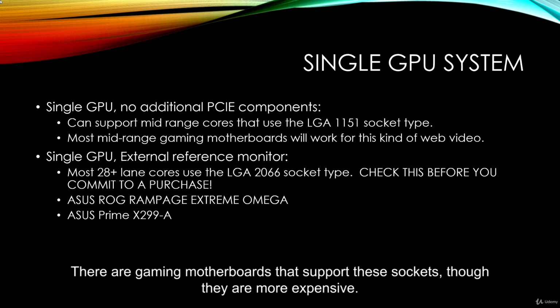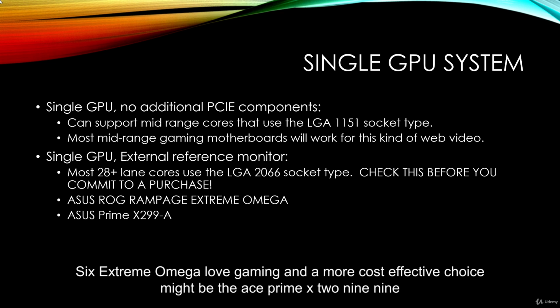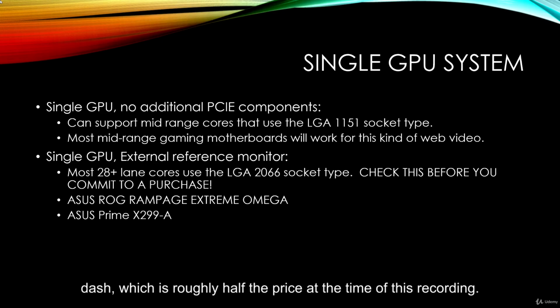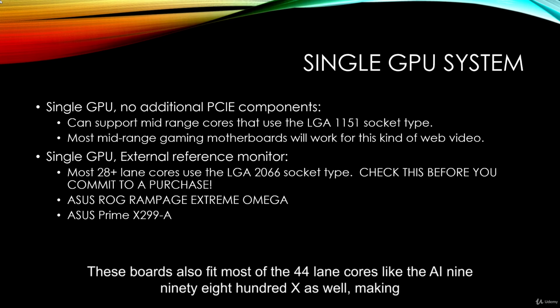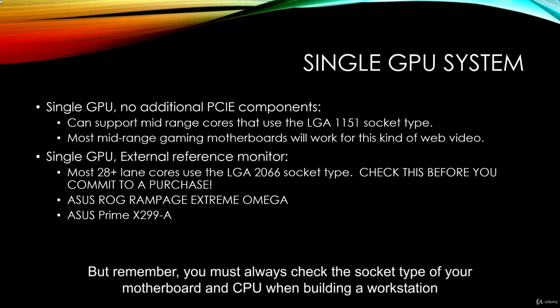There are gaming motherboards that support these sockets, though they are more expensive, and a good example is the Asus ROG Rampage 6 Extreme Omega, and a more cost-effective choice might be the Asus Prime X299-A, which is roughly half the price at the time of this recording. These boards also fit most of the 44-lane cores like the i9-9800X as well, making them a fit for a rig with multiple GPUs for 4K work. But remember, you must always check the socket type of your motherboard and CPU when building a workstation.